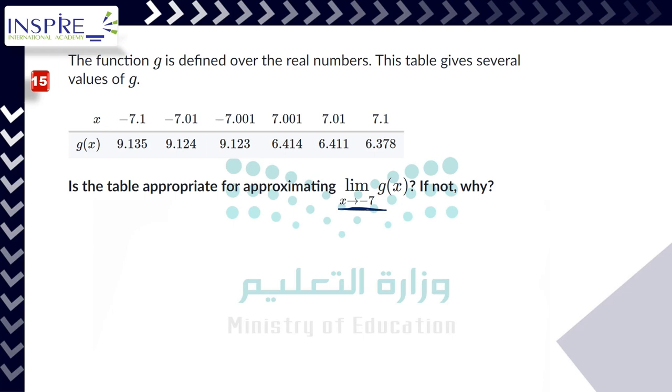Okay, let's check it first. We need -7. We'll start with the first value, -7.1. It's very close to -7. It's okay. -7.01, getting closer. -7.001, and then -7. So here should be -7, and this is the closest number to -7 from the left side. And to where the function is heading: 9.135, 9.124, 9.123. I think it's heading to 9.12 maybe from the left side, of course. Okay. What about the right side? Let's check the right side.